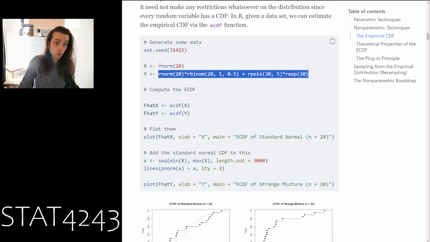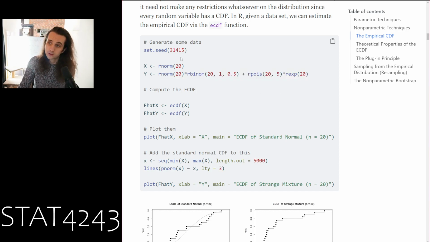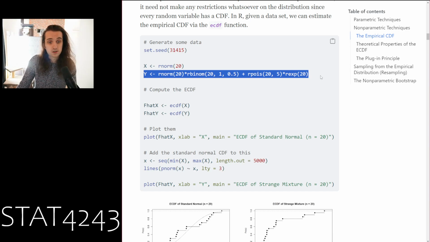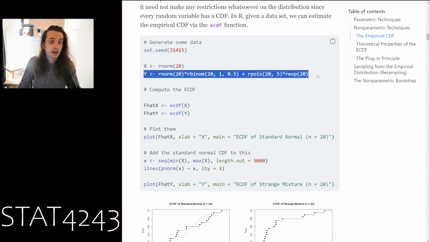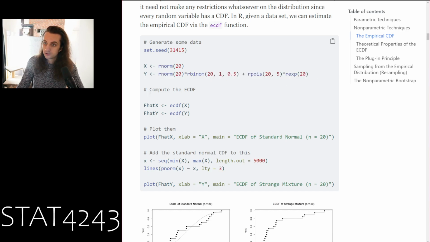I'm sure you could work out what the distribution of this is using transformation techniques and the like, but that's going to be kind of annoying to do. And so what if this is what our data actually looked like? The important thing to note is that the ECDF does not care whether we have nice normal data or this strange mixture distribution.